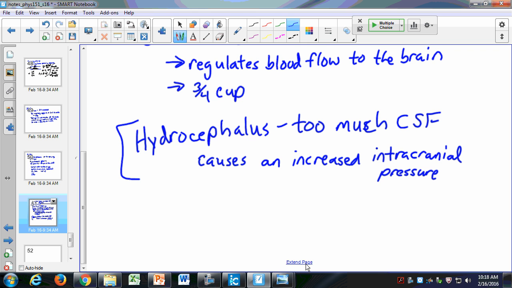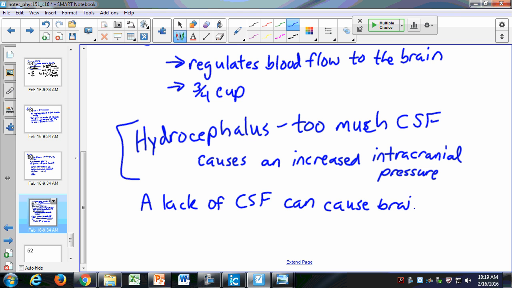You can also have a lack of CSF. I don't know what the technical name for this is, but a lack of CSF can cause brain injuries as well. Because remember, the CSF helps to cushion the brain. If you don't have enough of that, then the brain can hit against the skull, or it can be damaged just because it doesn't have that cushion that's afforded by the CSF.